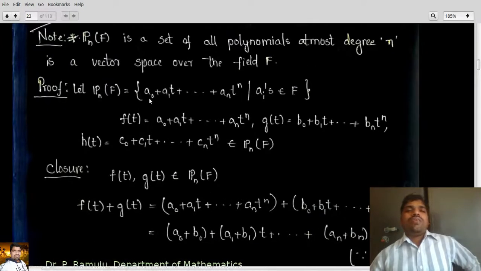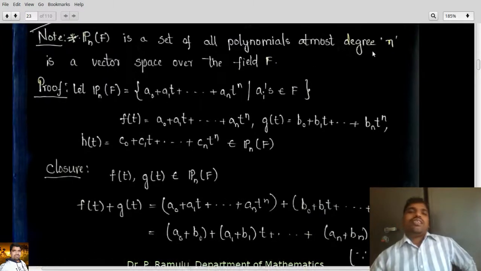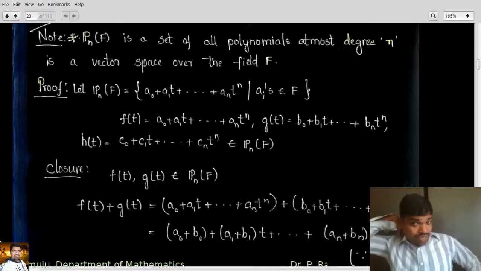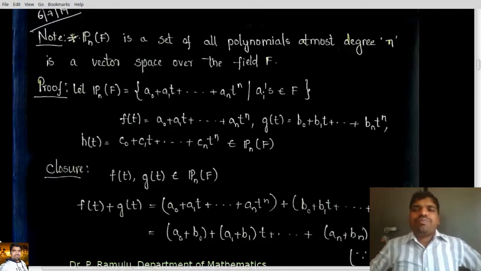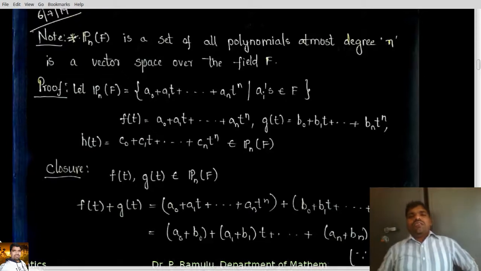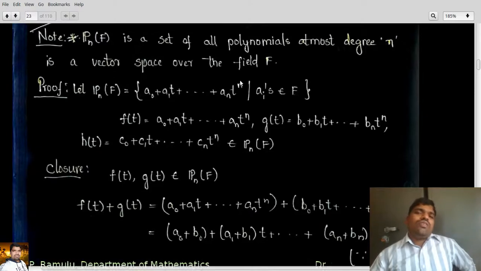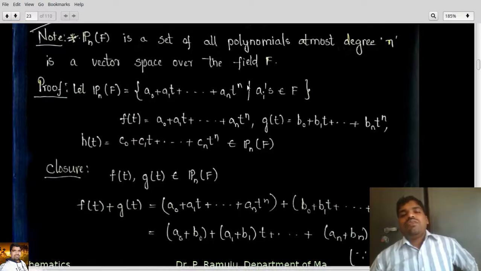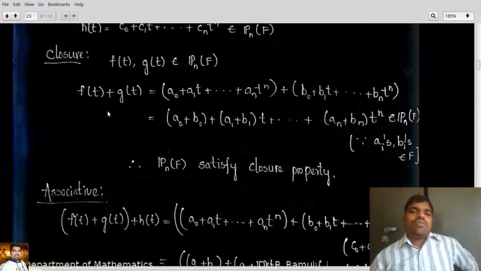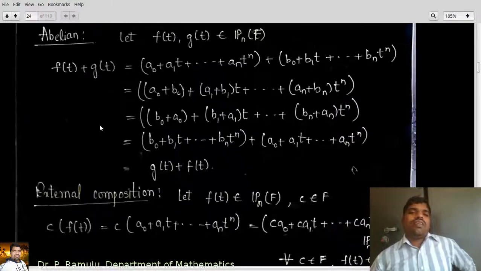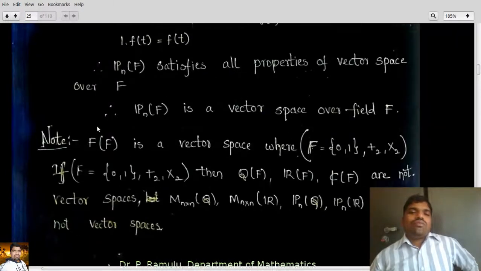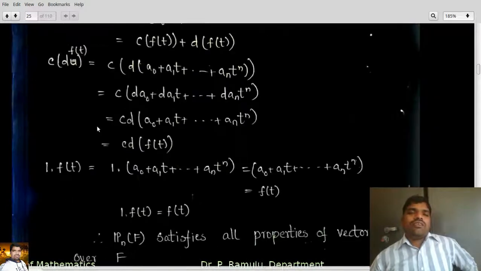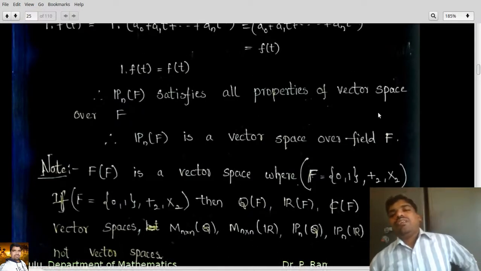Similarly, you can say that Pn, the set of all polynomials of at most degree n, is a vector space over the field F. I just proved it up to degree 2, so in place of 2 you can put n and prove all these properties. That means you have to verify closure, associativity, identity, inverse and commutativity, the external composition, and all the other properties. If you verify that, then Pn is a vector space over the field F.